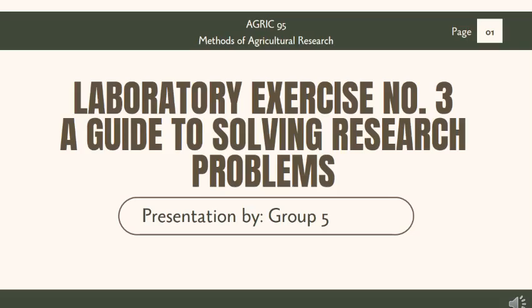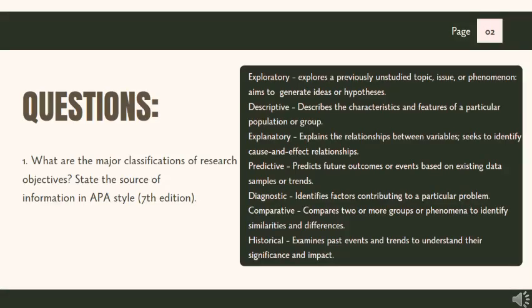Research problems. Question number 1. What are the major classifications of research objectives? First is exploratory, second descriptive, third explanatory, fourth predictive, fifth diagnostic, sixth comparative, and lastly historical.